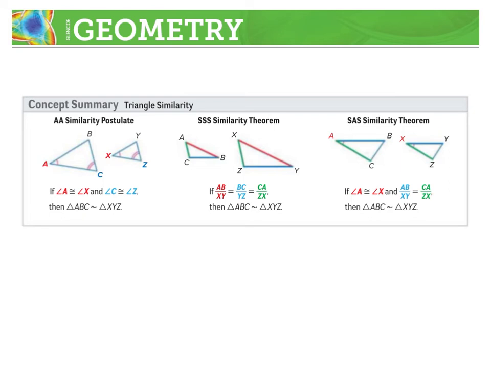So as a summary slide, there are 3 ways you can prove triangles are similar. The first one is by the angle-angle similarity postulate. If two triangles have two pairs of congruent angles, then the two triangles are similar. The second is by the side-side-side similarity theorem that states if the ratios of the corresponding sides of two triangles are proportional, then the triangles are similar.